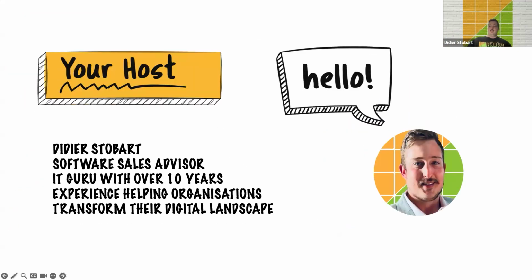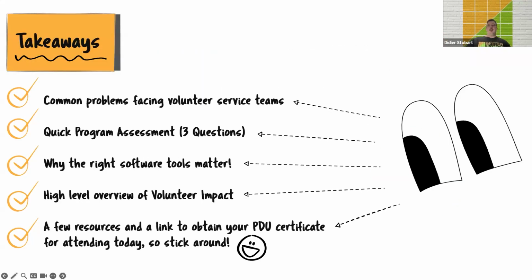So my name is Didier. I'm the software sales advisor at Better Impact. As I said before, I'm based in Geelong, Victoria. I do travel around Australia a bit to other organizations and help with implementation and other sales related activities. I consider myself a bit of an IT guru over the last 10 years, working with different organizations in different industries, but always IT related and looking to transform digital landscapes and helping with that implementation process.